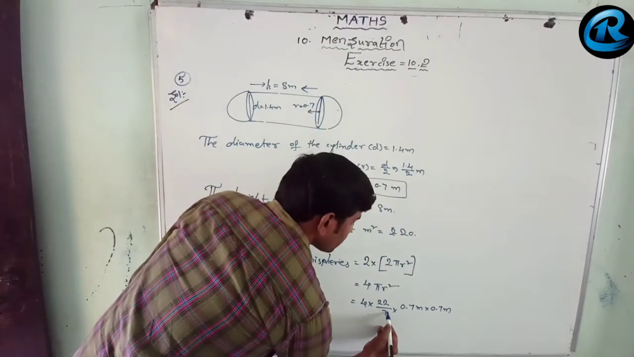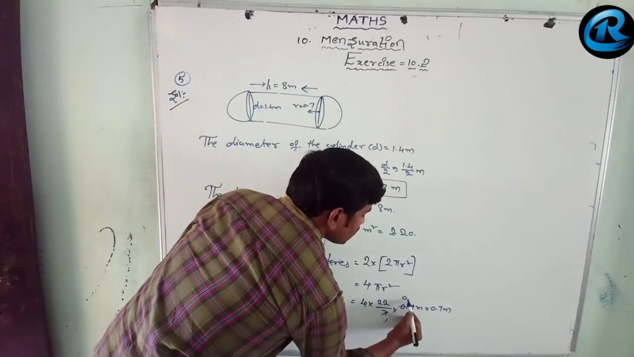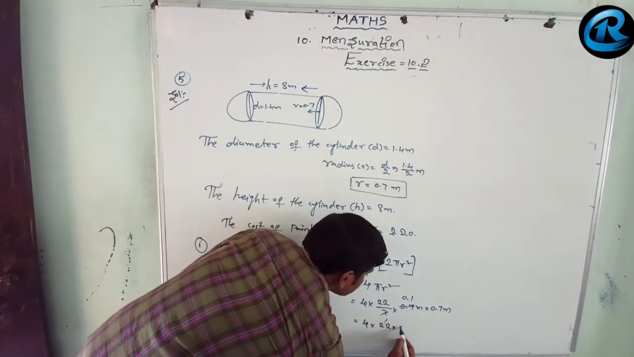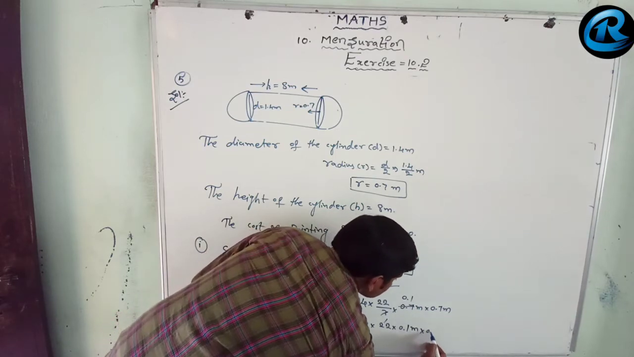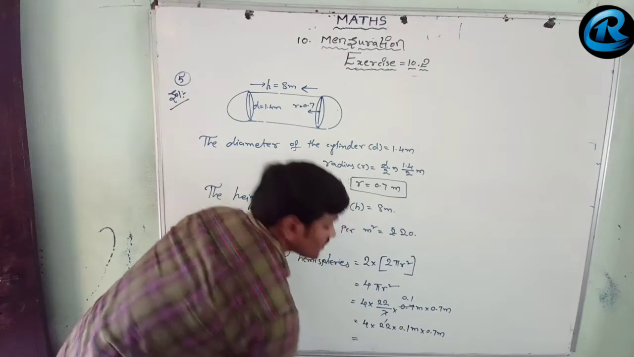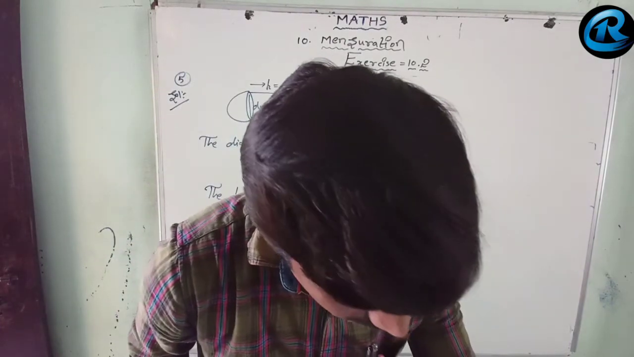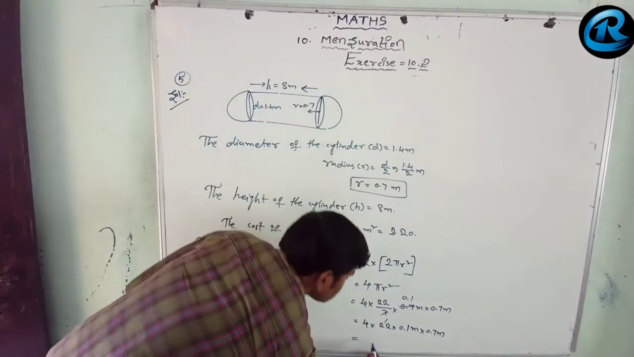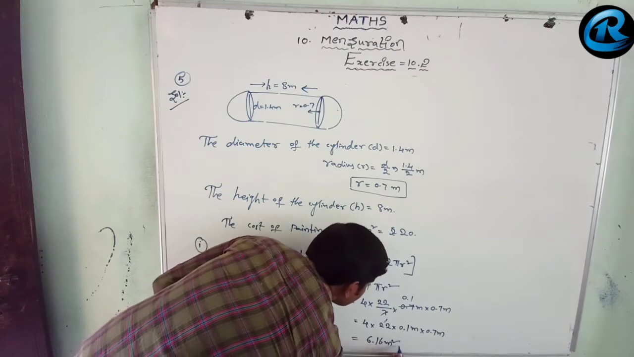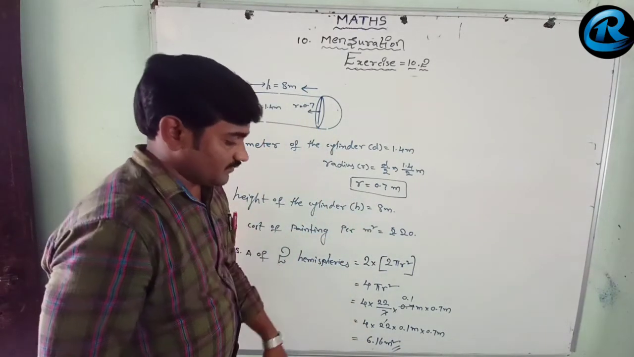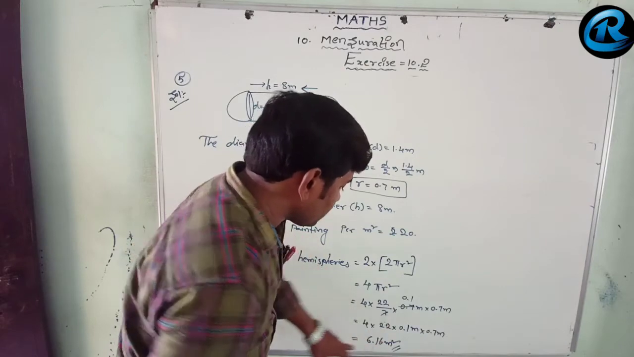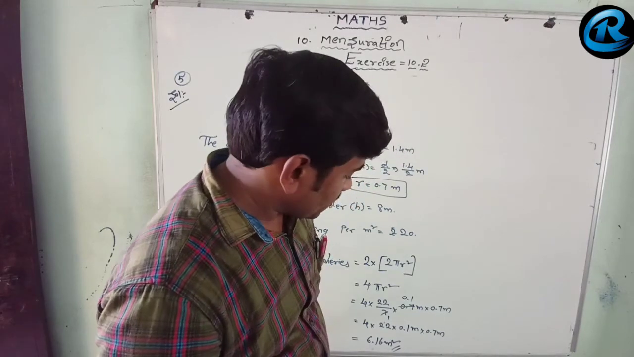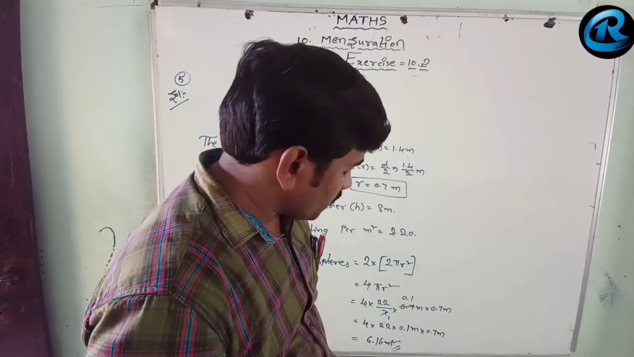Now 7 ones are 7, 0.1s are. So the rest of the thing is 4 into 22 into 0.1 meter into 0.7 meters. When you multiply all this, you will be getting 6.16 meters square. Multiply these two and you get 6.16 meters square unit. Yes, then we go for the next.